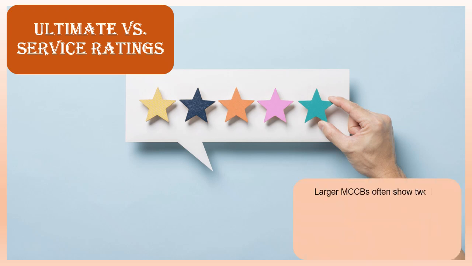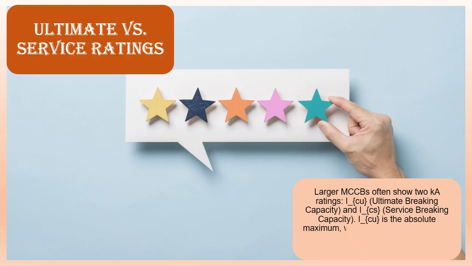Ultimate versus service ratings. Larger MCCBs often show two ratings: I_CU, ultimate breaking capacity, and I_CS, service breaking capacity. I_CU is the absolute maximum, while I_CS is the current the breaker can interrupt and still be immediately reusable.